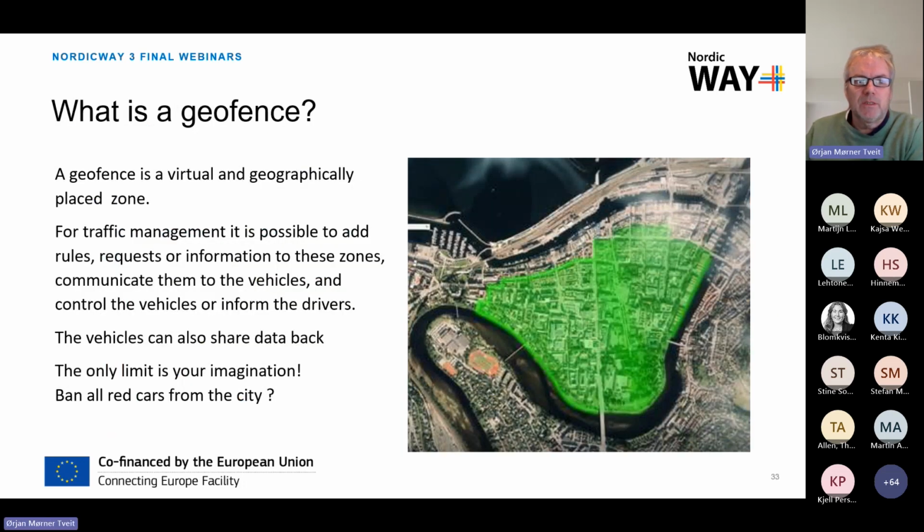What is a geofence? A geofence is a virtual and geographically placed zone. For traffic management, it's possible to add rules, requests, or information to these zones, communicate them to the vehicles, and control the vehicles or inform the drivers. The vehicles can also share data back.